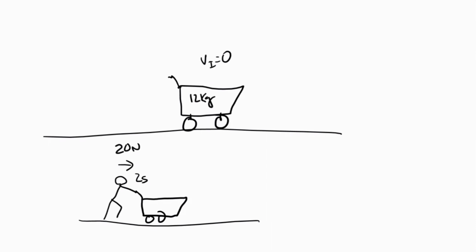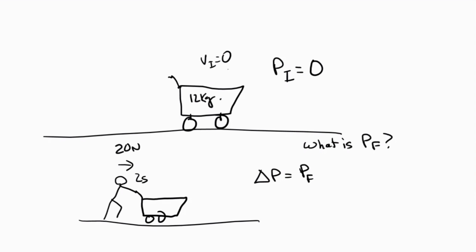And I ask the question: what is the final momentum? Well, the initial momentum was 0. Initially, my momentum is mass times velocity, which is 0. My final momentum, I don't know, but I do know that impulse equals the final momentum minus the initial momentum, where in this case the initial momentum is 0.